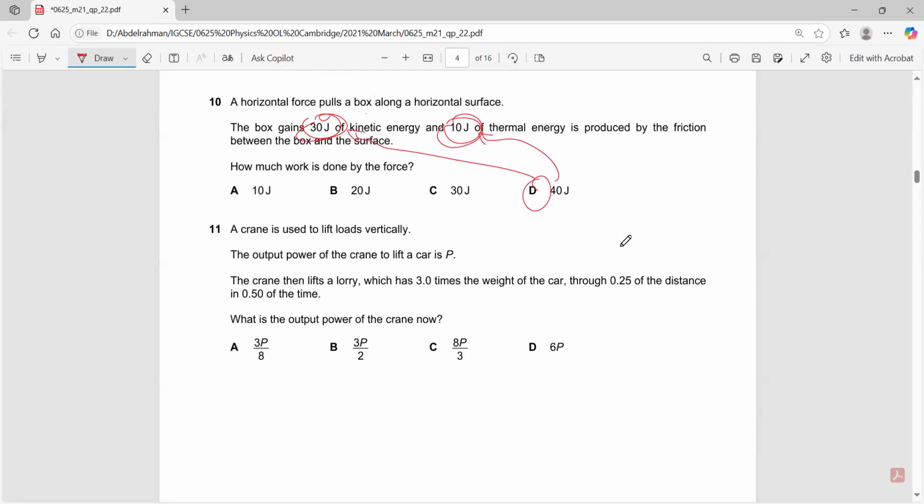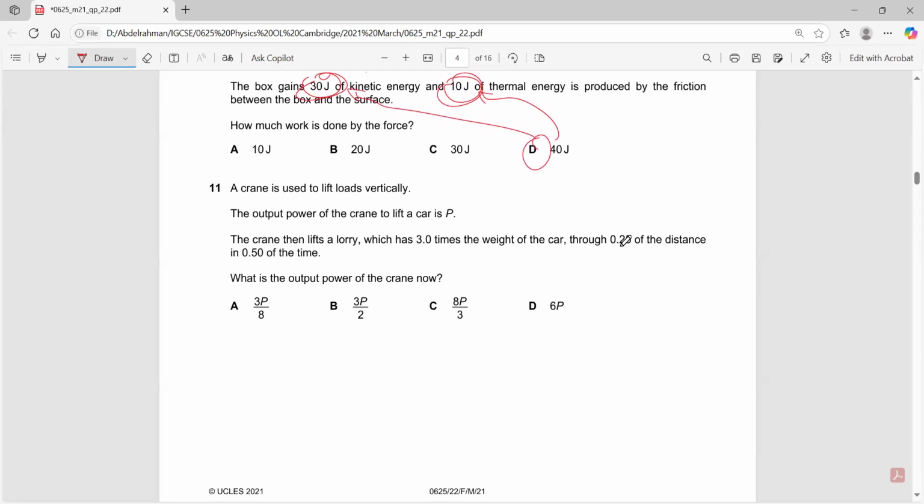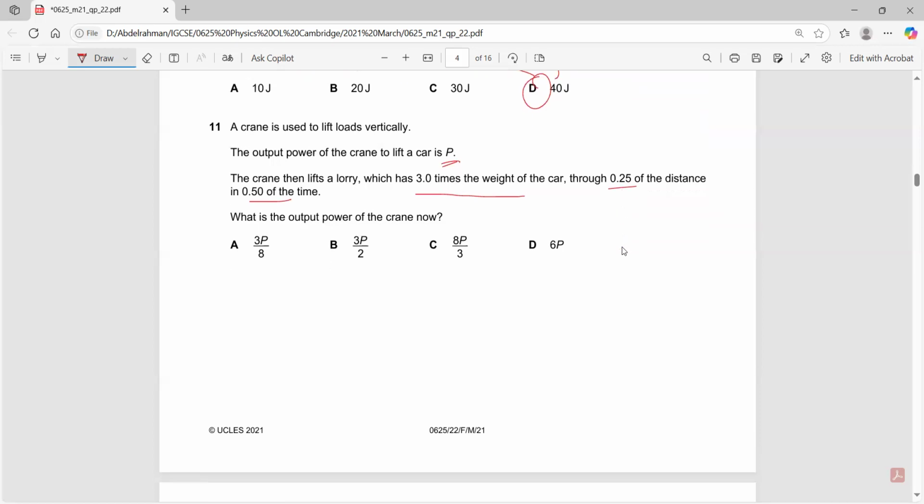Okay. A crane is used to lift loads vertically. The output power of the crane is P. The crane lifts a lorry which has 3 times the weight of the car through 0.25 of the distance in 0.5 of the time. What is the output power of the crane now? I hate solving these questions without numbers. And I always tell you, please try to solve these questions numerically.